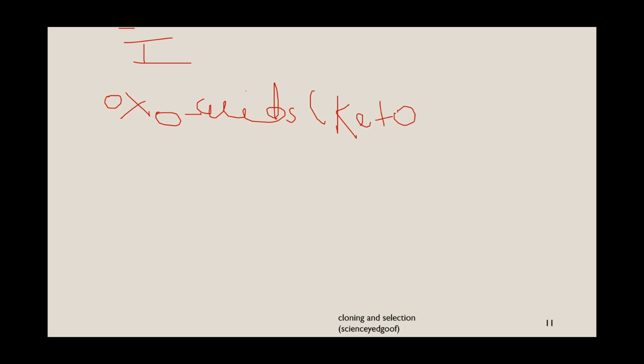Now coming to the next one, intermediary metabolites. One of the main intermediary metabolites that can be used are oxo acids. Oxo acids were previously called keto acids. So oxo acids or keto acids can be used, and in oxo acids, the common example is pyruvate.